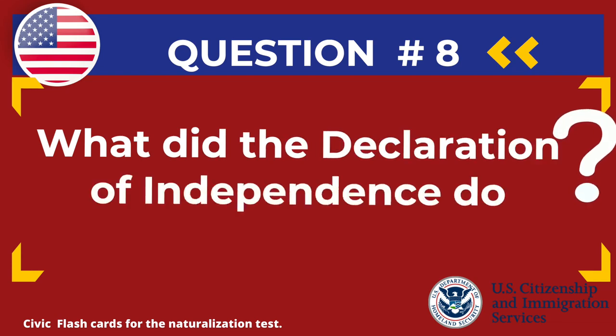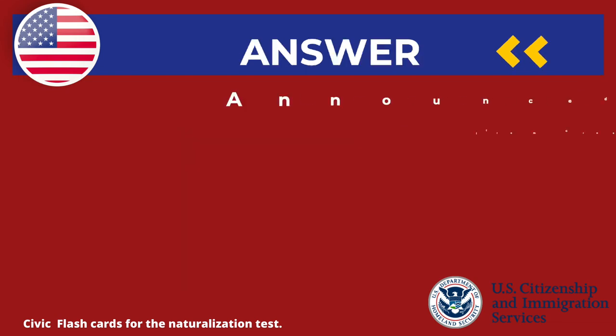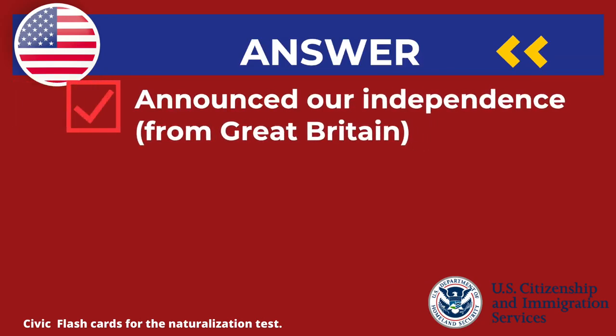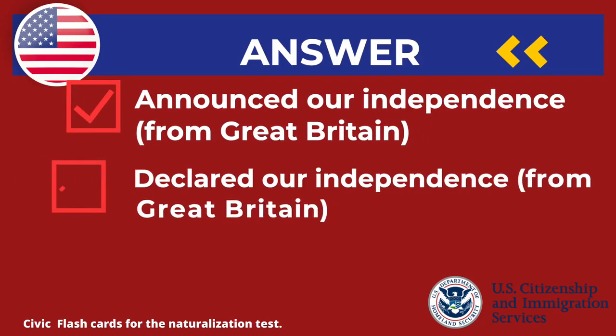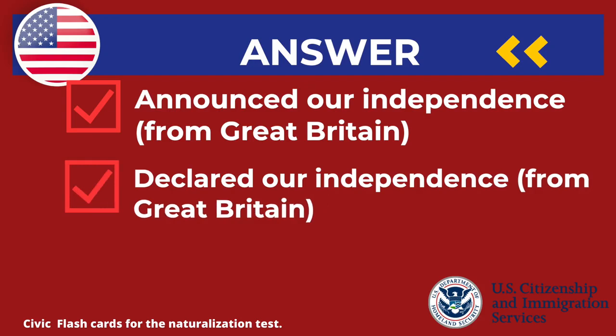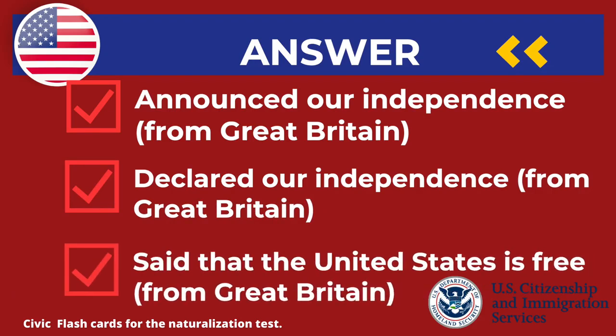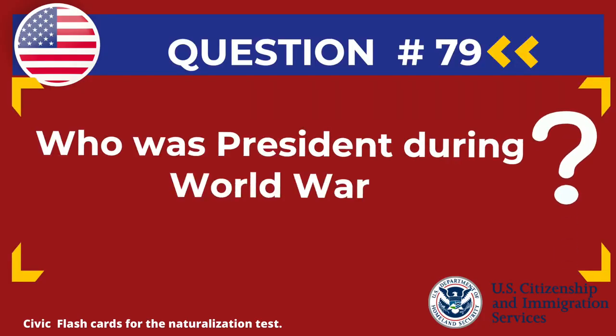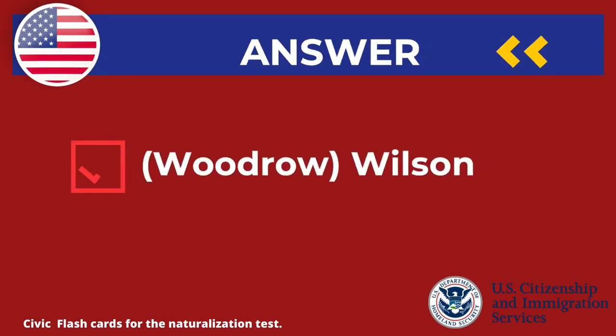What did the Declaration of Independence do? Announced our independence from Great Britain. Declared our independence from Great Britain. Said that the United States is free from Great Britain. Who was president during World War I? Woodrow Wilson.